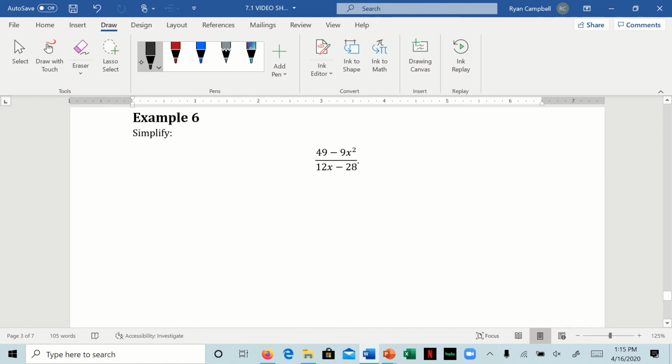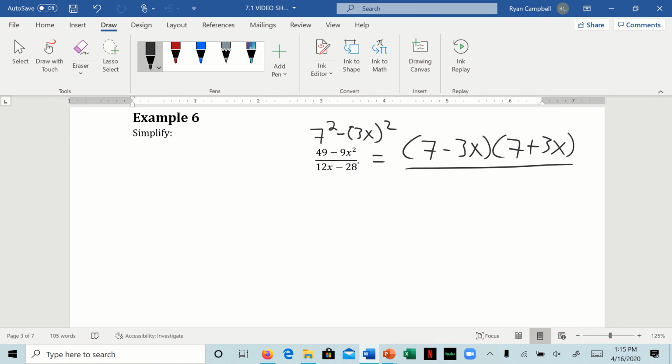All right, so we got 49 minus 9x squared over 12x minus 28. So again, in the top, we can see that we have a difference of squares. So that's 7 squared minus 3x squared. So the top is going to be 7 minus 3x, 7 plus 3x. In the denominator, we can see that the greatest common factor between these two is going to be 4. So 3x times 4 is 12x, and 7 times 4 is 28.